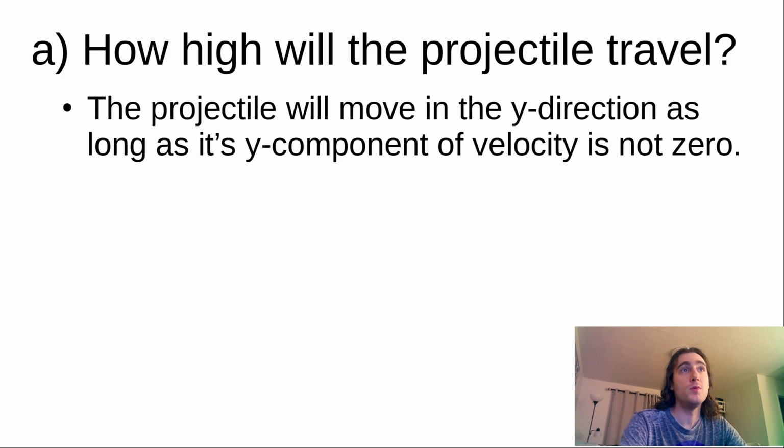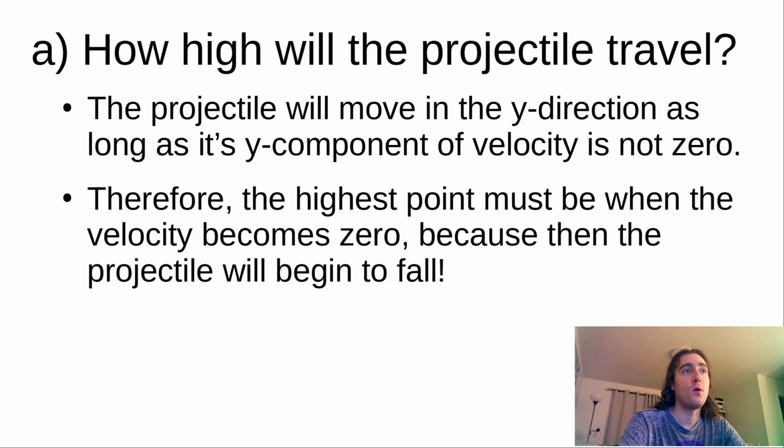The projectile will move in the y direction as long as its y component of velocity is not 0. Therefore, the highest point must be when the y component of the velocity becomes 0, because then the projectile will begin to fall. As a projectile rises, its velocity in the y direction will get smaller and smaller until it reaches 0, and then the projectile will begin to fall back towards the ground.